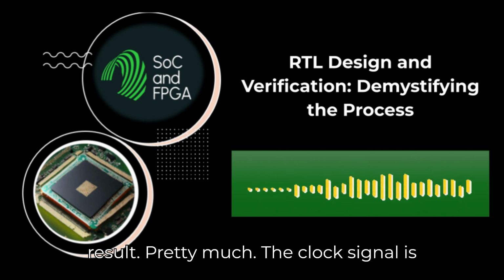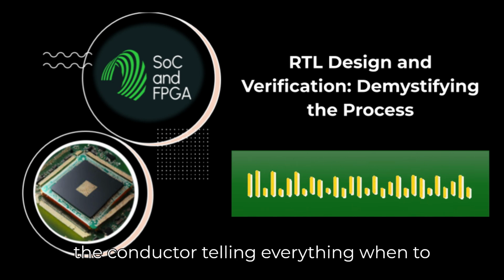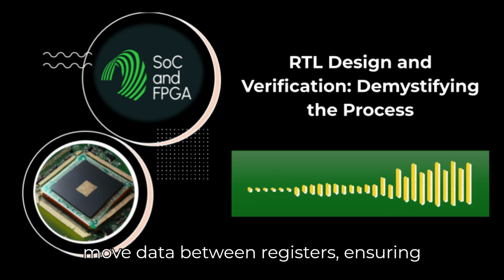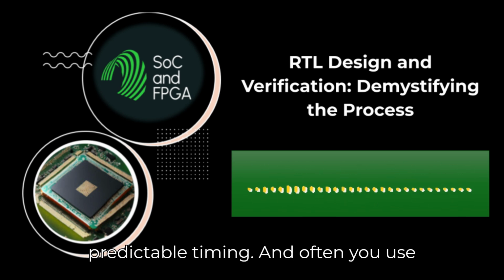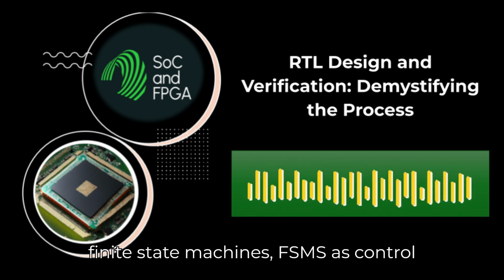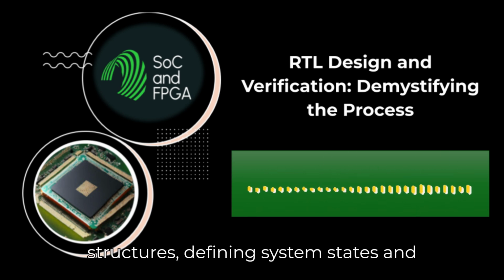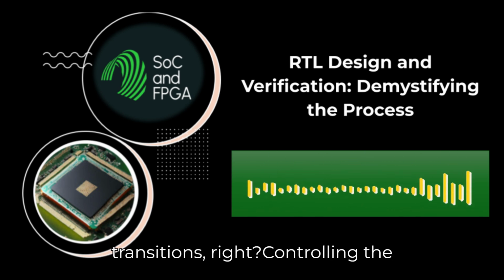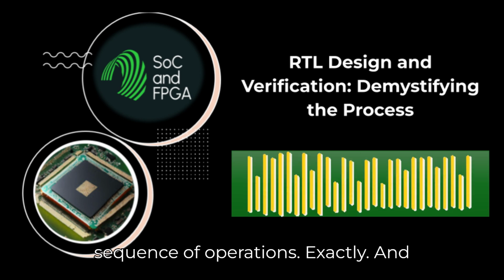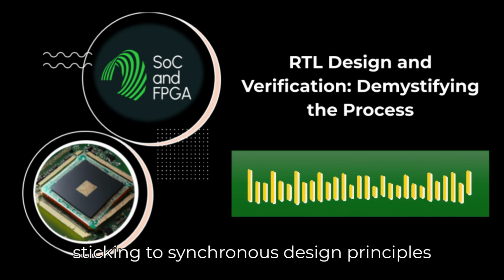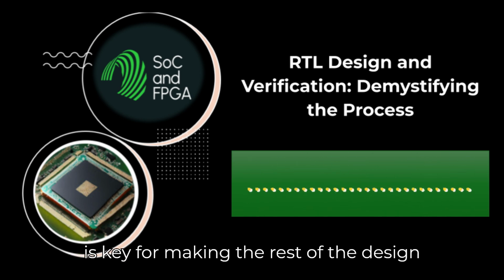Pretty much. The clock signal is the conductor, telling everything when to move data between registers, ensuring predictable timing. And often you use finite state machines, FSMs, as control structures, defining system states and transitions. Right, controlling the sequence of operations. Exactly. And sticking to synchronous design principles is key for making the rest of the design flow smoothly.